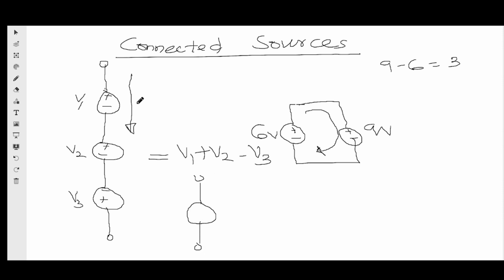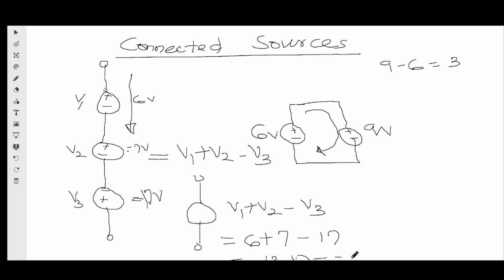So let's now say V1 is equal to 6 volts, and this is 7 volts, and this is 17 volts. So what would that be? It will be V1 plus V2 minus V3, which is equal to 6 plus 7 minus 17. That would be 13 minus 17, which is equal to minus 4 volts.